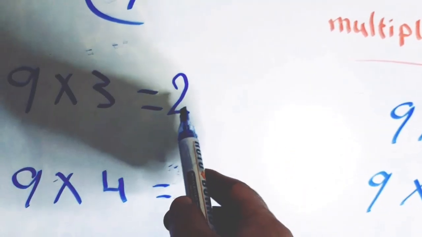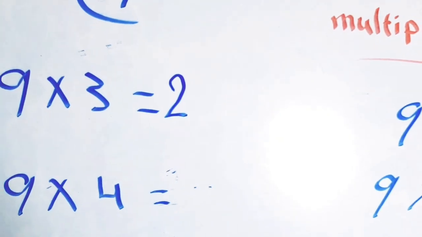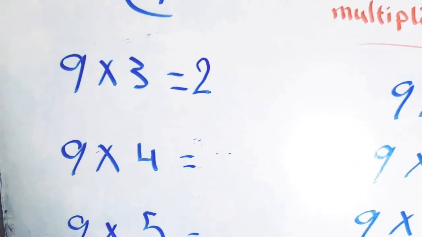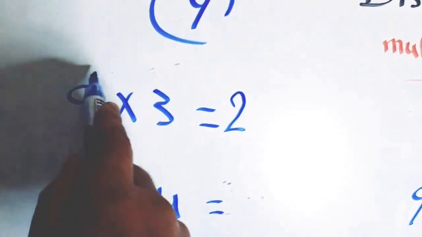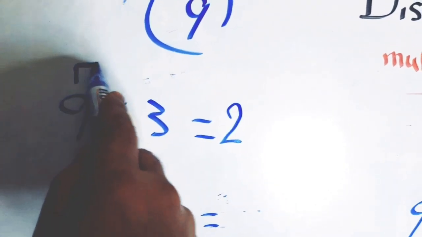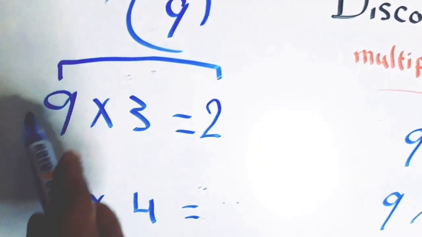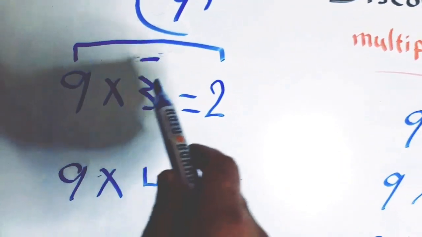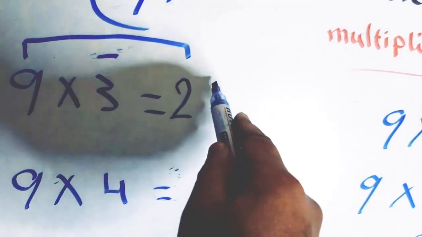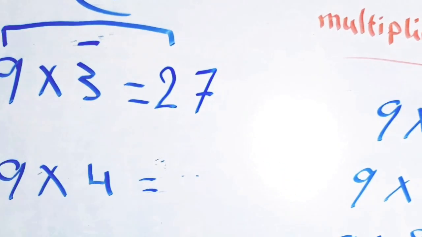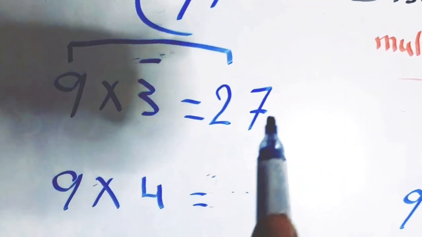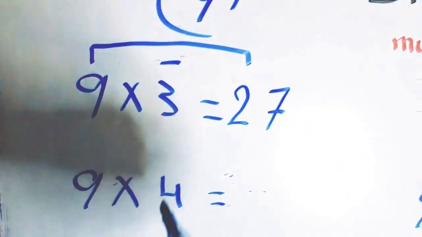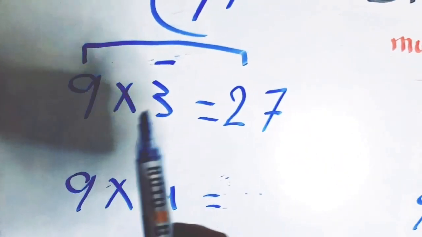We write 2 at the tens place. After that, we subtract 2 from 9. So we have 9 minus 2 equals 7. 27 is, of course, the multiplication product of 9 times 3.